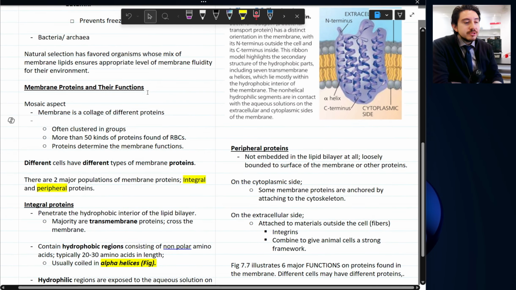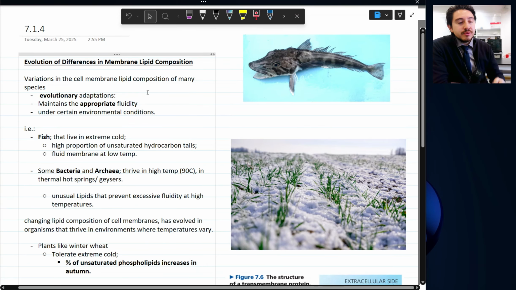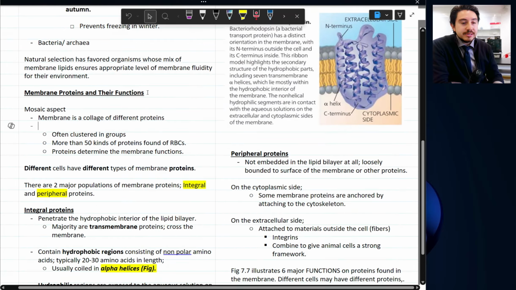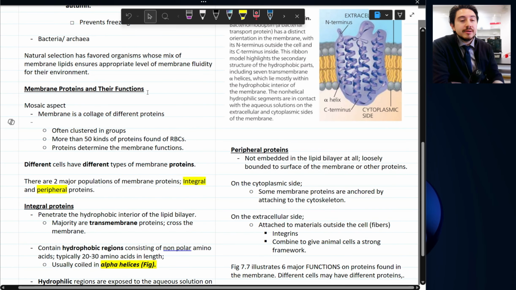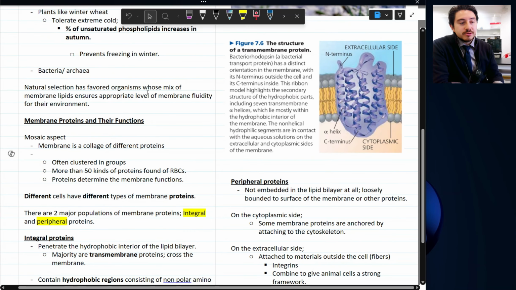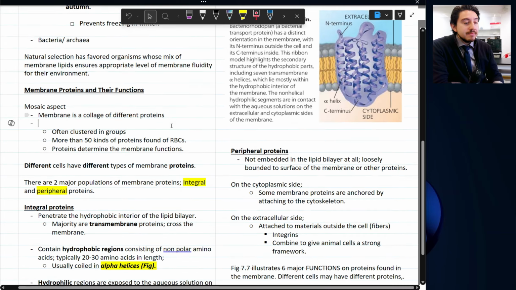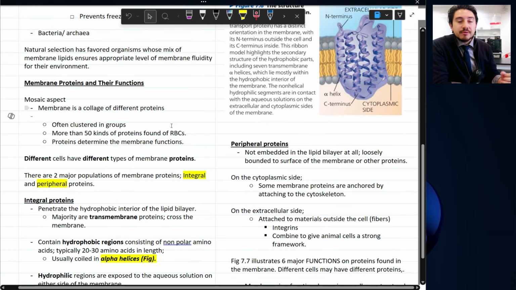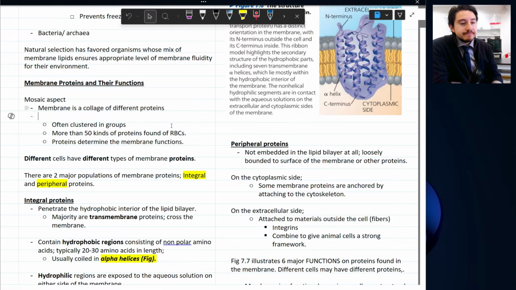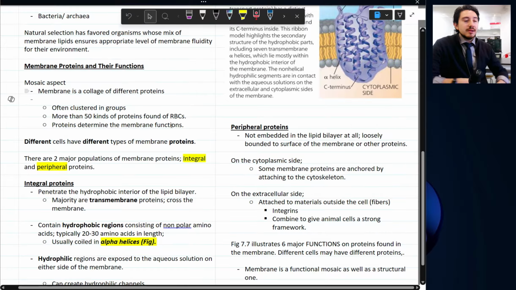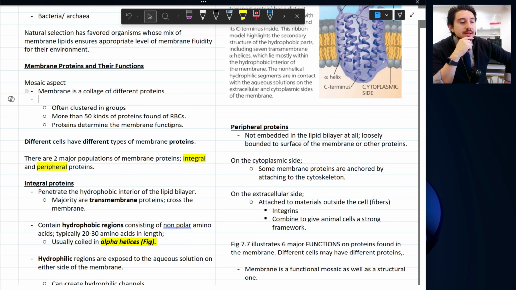Okay. So talking about that phospholipid, now we move on to the membrane proteins, okay? The mosaic part of this fluid mosaic model. So this is the mosaic aspect, and the membrane is a collage of different proteins. So you have a lot of proteins that are embedded within the cell membrane. Again, as I mentioned before, they can be clustered into groups depending on the function that they need to do. Okay, and the amount could vary depending on the cell type.